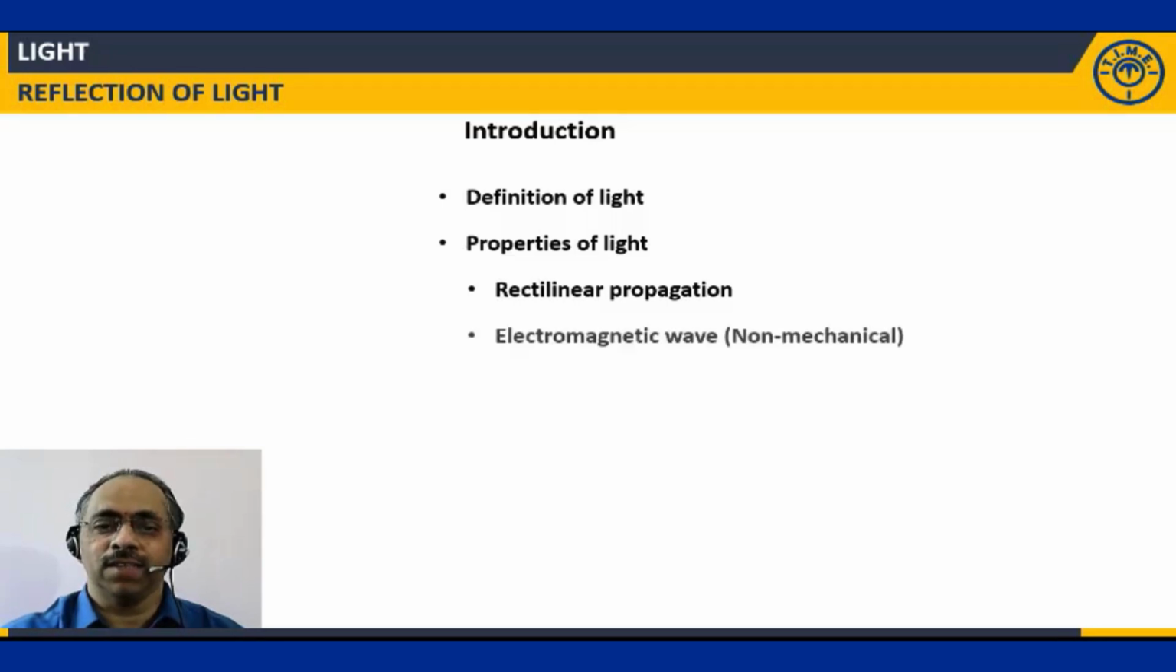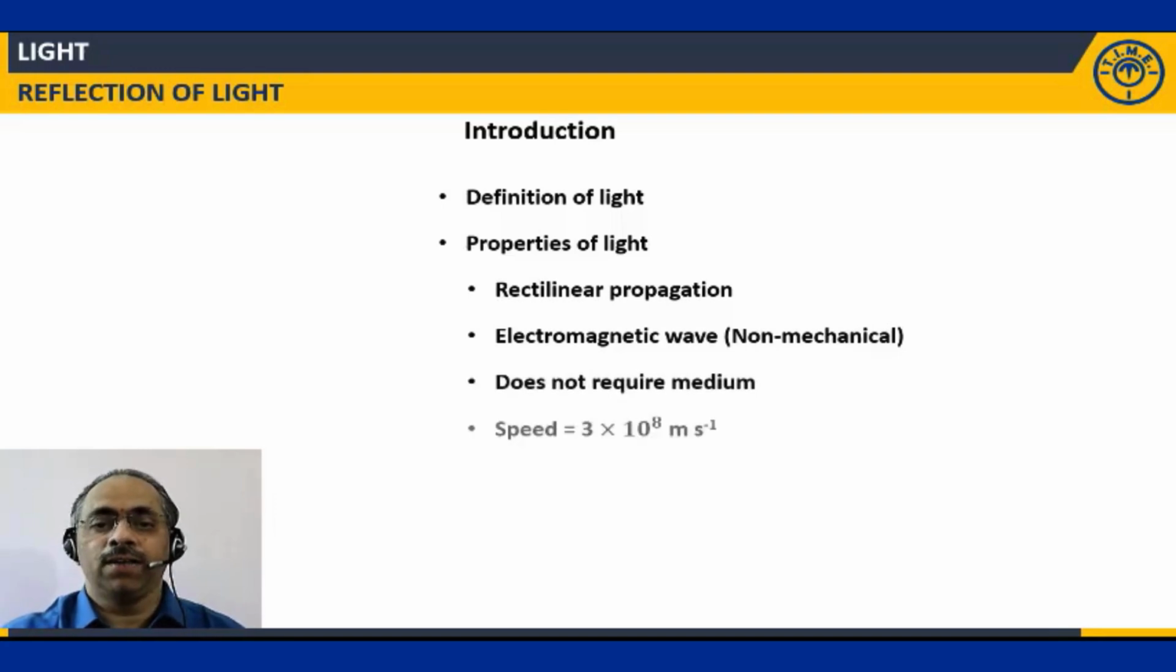It travels in the form of electromagnetic waves, with a speed equal to 3 into 10 power 8 meters per second, which is the speed of electromagnetic waves. As I told you, it does not require a medium. So these are some of the properties we talk about. Electromagnetic waves can pass through vacuum also, so they are also called non-mechanical waves.